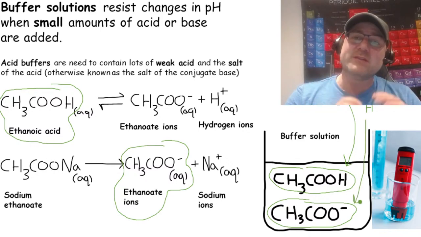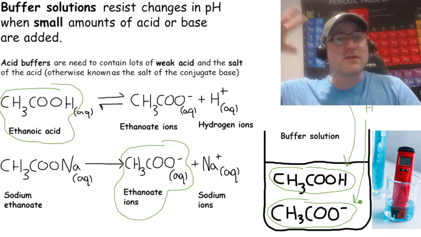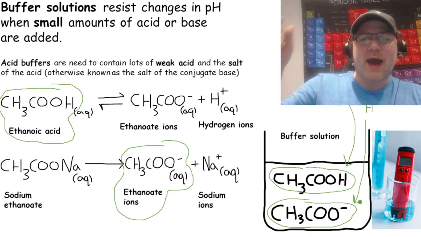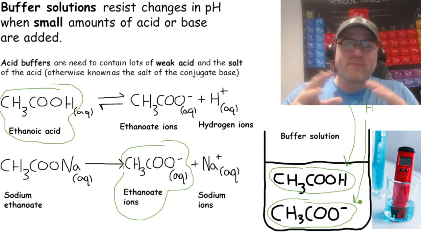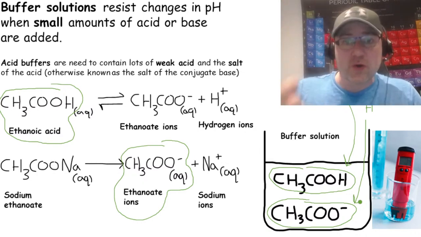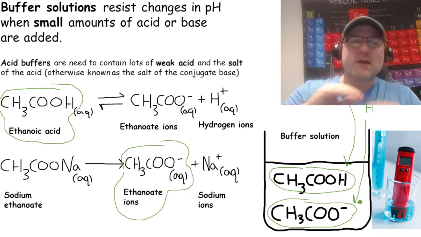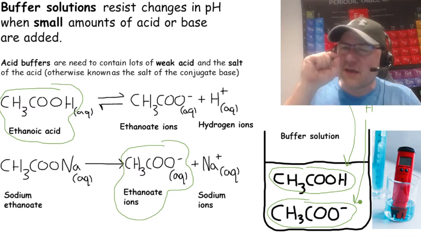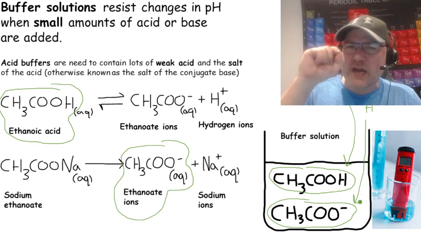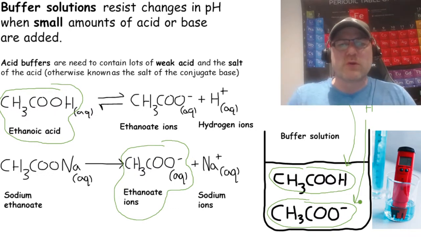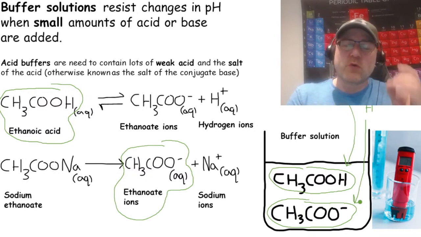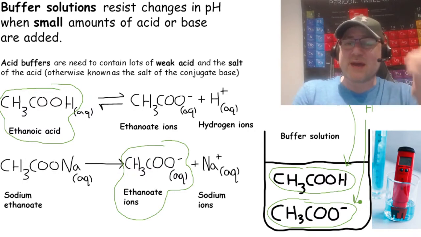I've got millions of ethanoate ions that can react with those hydrogen ions and basically prevent them from lowering the pH. So they're not going to change the pH either. Although, as I say, they resist, but they don't stop a change in the pH. The pH will change slightly, but not as much as it would have if it wasn't a buffer solution.